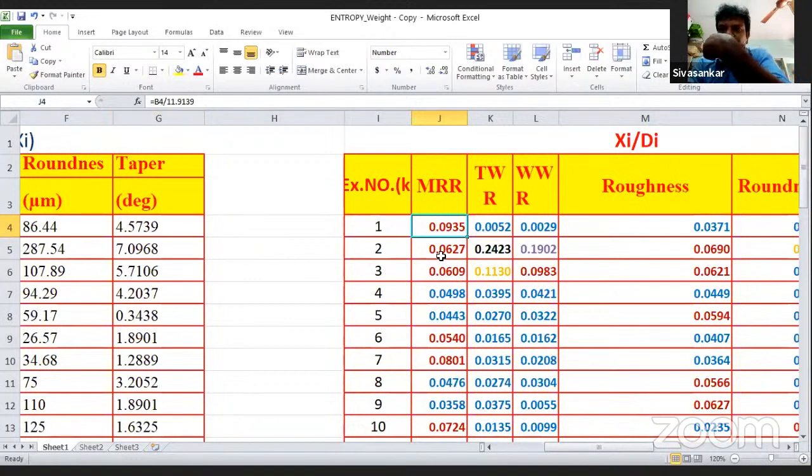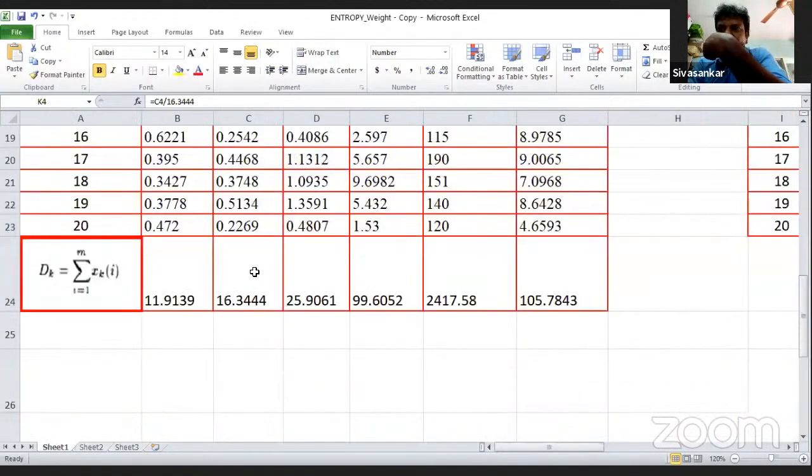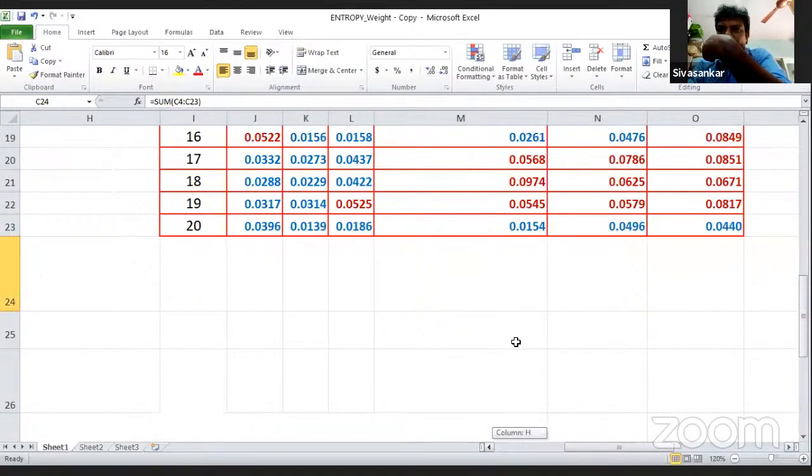Similarly, all the values are calculated for MRR. That is called XI by DA. Now please keep on the first cell of TWR, sir. First cell of TWR. Yeah, you see the formula, a particular TWR divided by the summation of DWR. Like that, we would be able to calculate the values of all parameters, right?